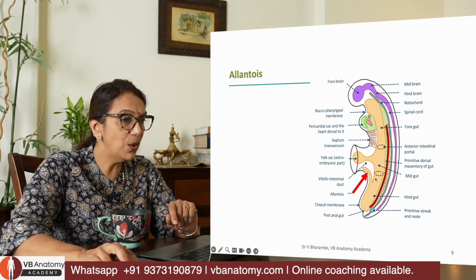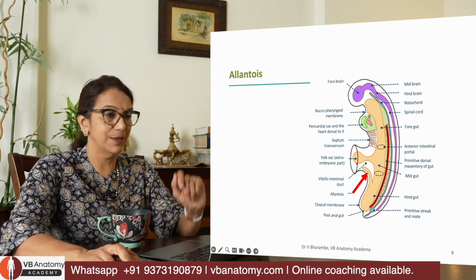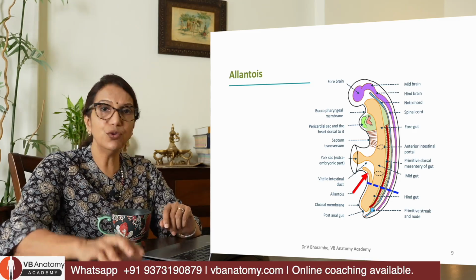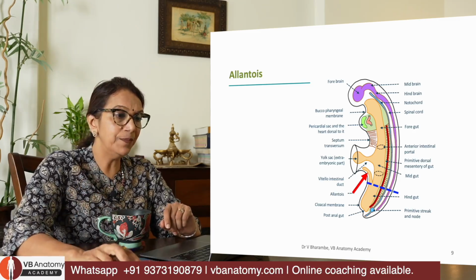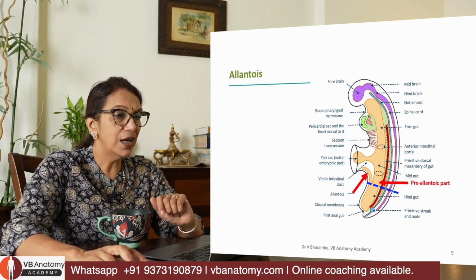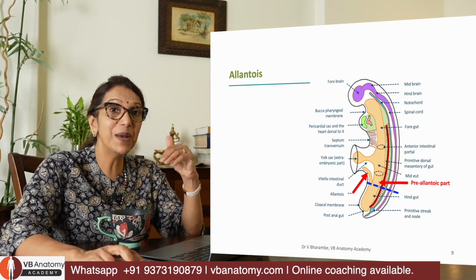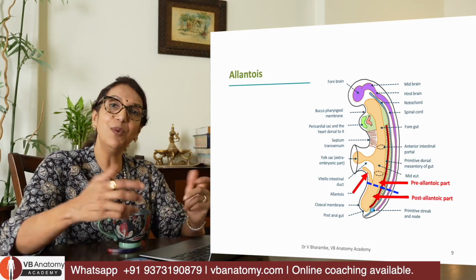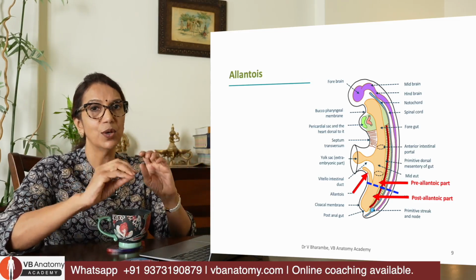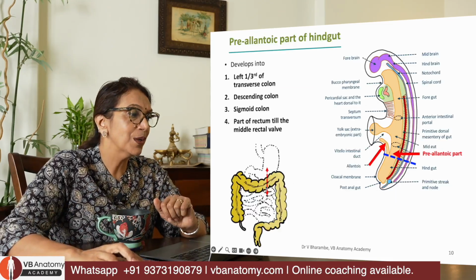Just take a look at how it's communicating from the anterior wall into the umbilicus. So at the point where the allantois is attached, were you to draw a horizontal line, then you would see that the hindgut gets divided into a pre-allantoic part. Does it make sense to you? Pre-allantoic part and a post-allantoic part. So now we've got hindgut is equal to pre-allantoic plus post-allantoic, two parts, right?